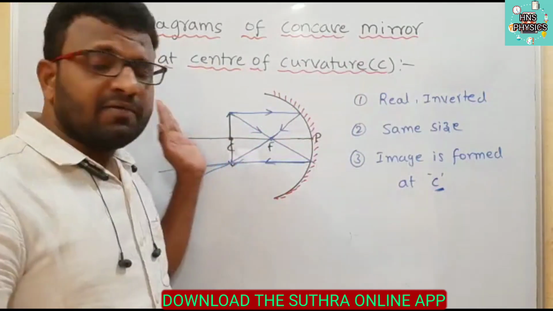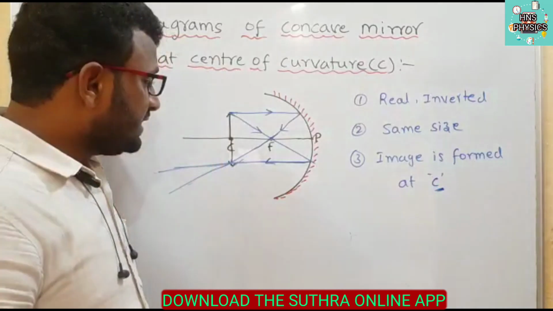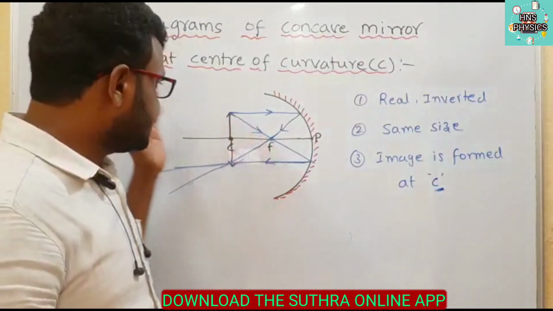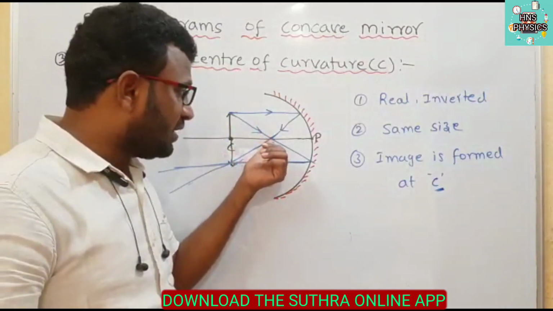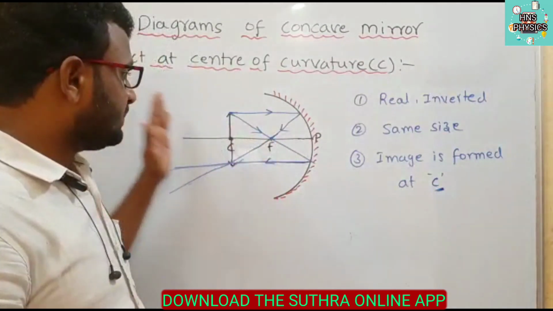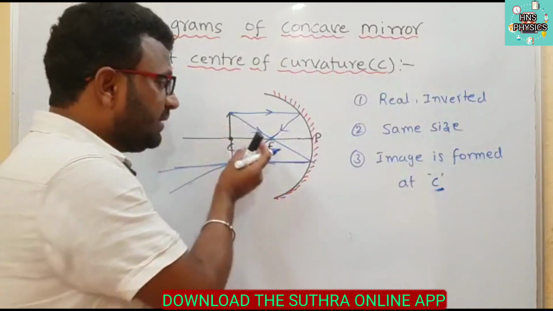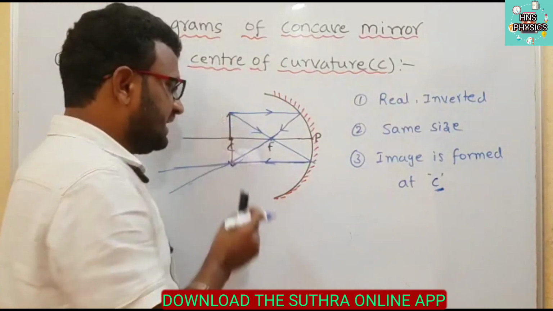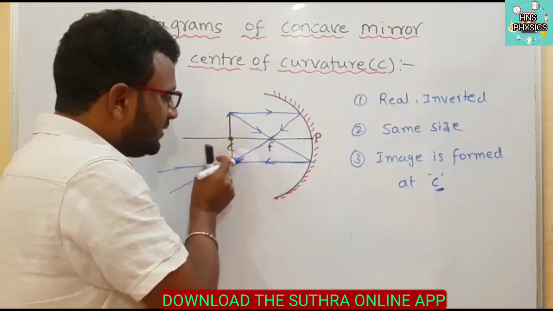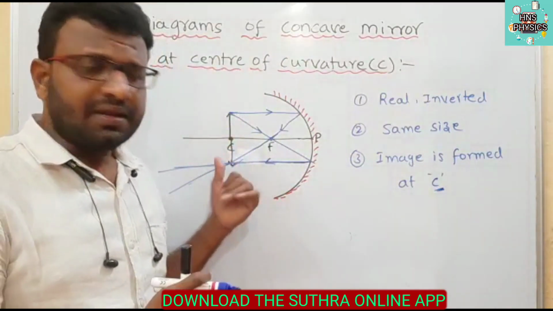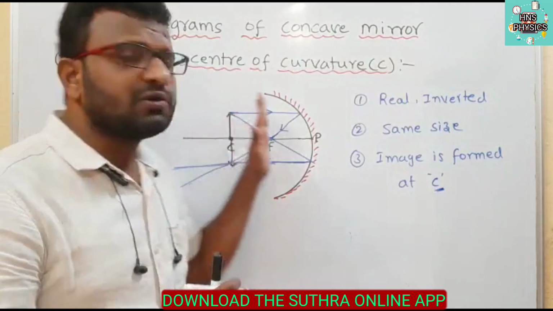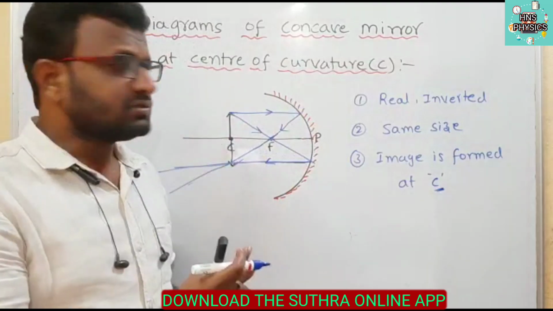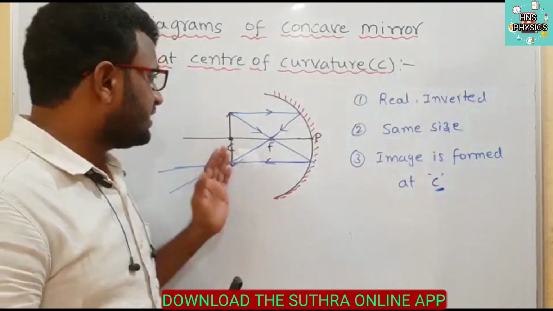If you observe, when the object is initially at infinity, the image is formed at the focus. When the object is placed behind the center of curvature, the image is formed between C and F. Now the object is located at C, and the image is formed at C only. That means when the object is coming towards the mirror, the image is moving away from the mirror. So, right, this is what we are observing here.